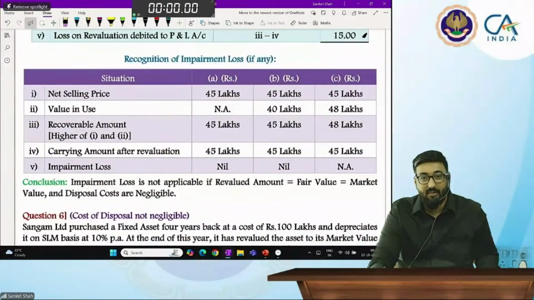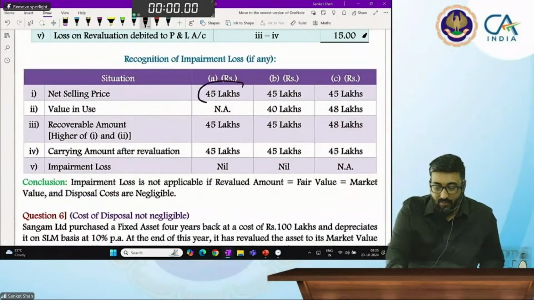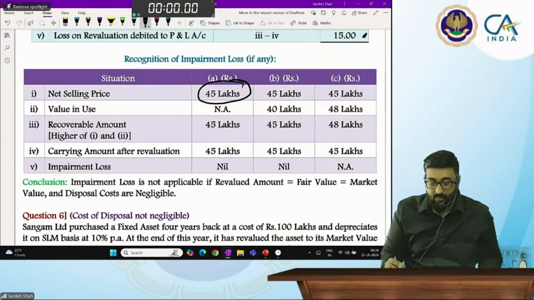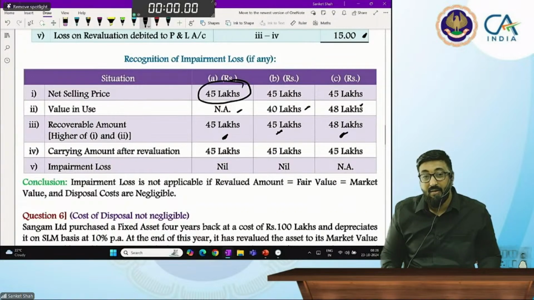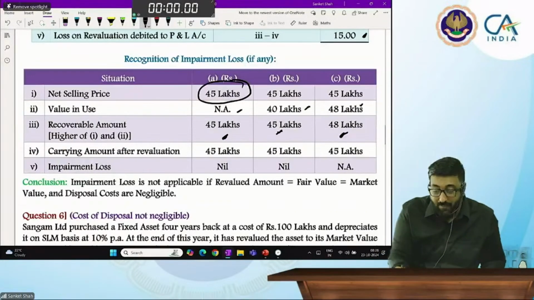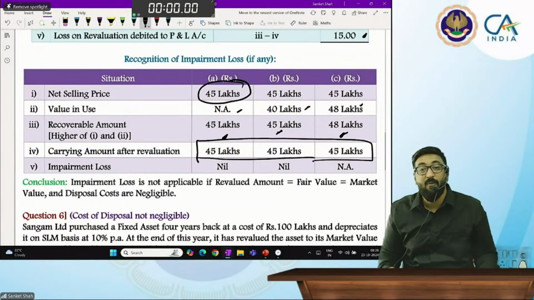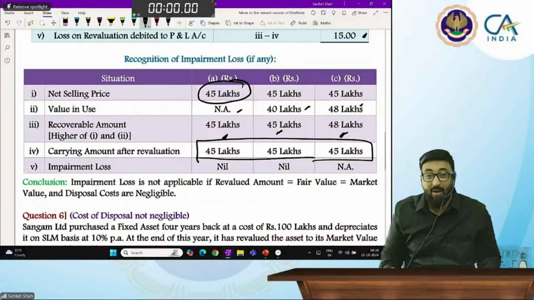Value is given. Net selling price is 45 lakhs. Value in use is not applicable, either 40 lakhs or 48 lakhs. They have given you that. Now for the recoverable amount, we will calculate the higher of the two. But see, my carrying amount after revaluation is 45, after revaluation.